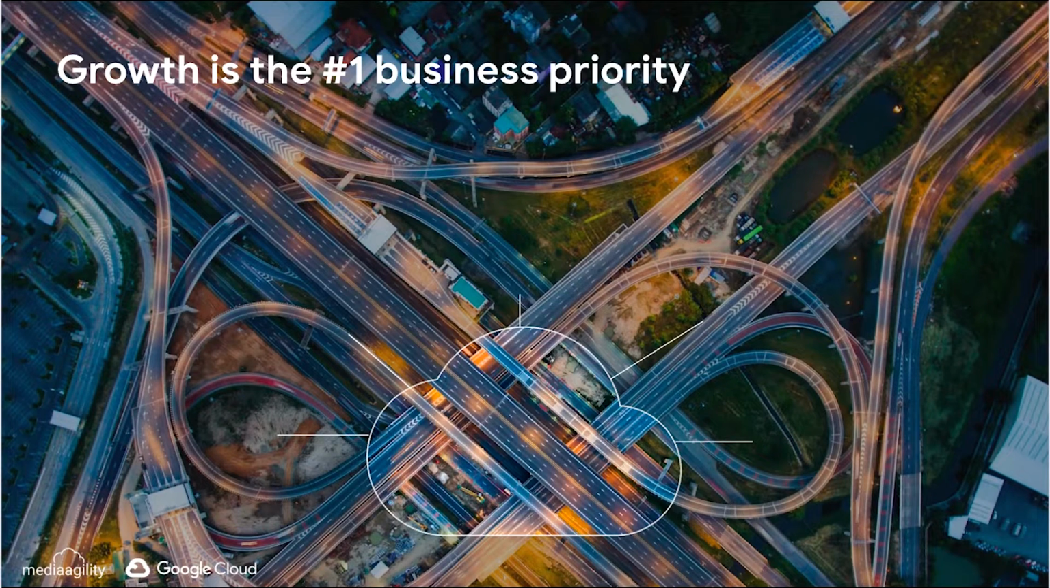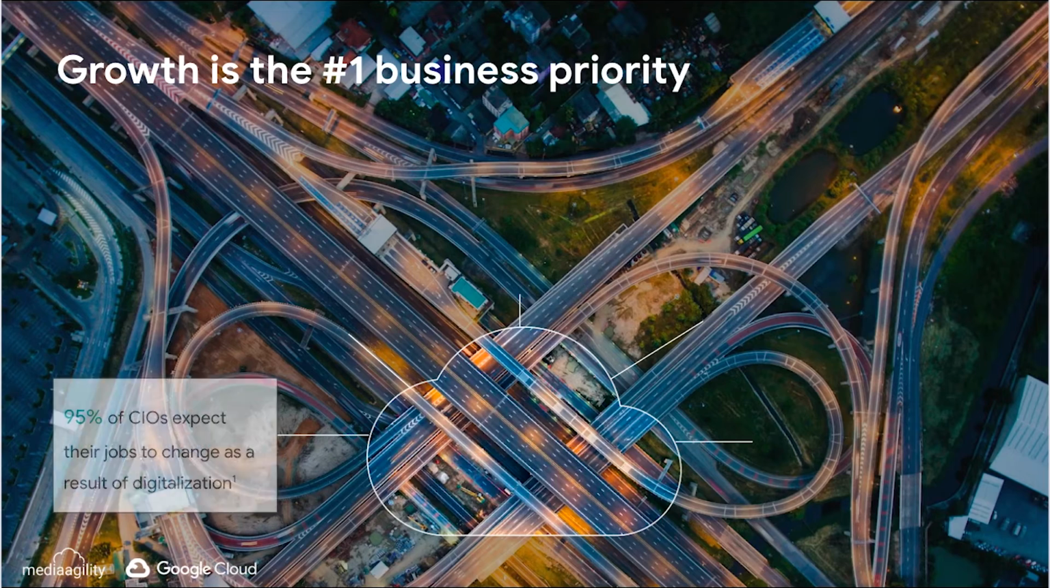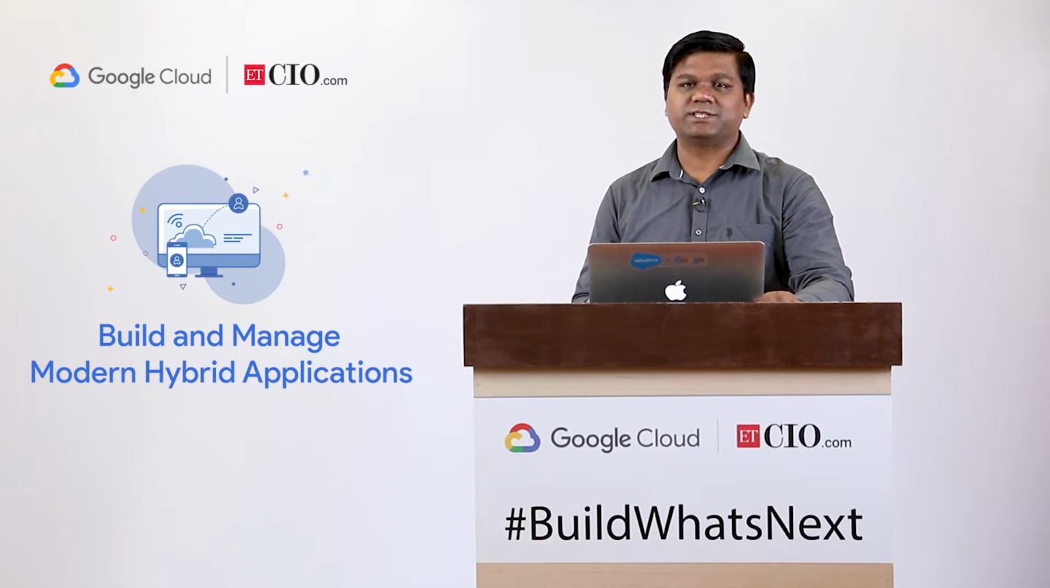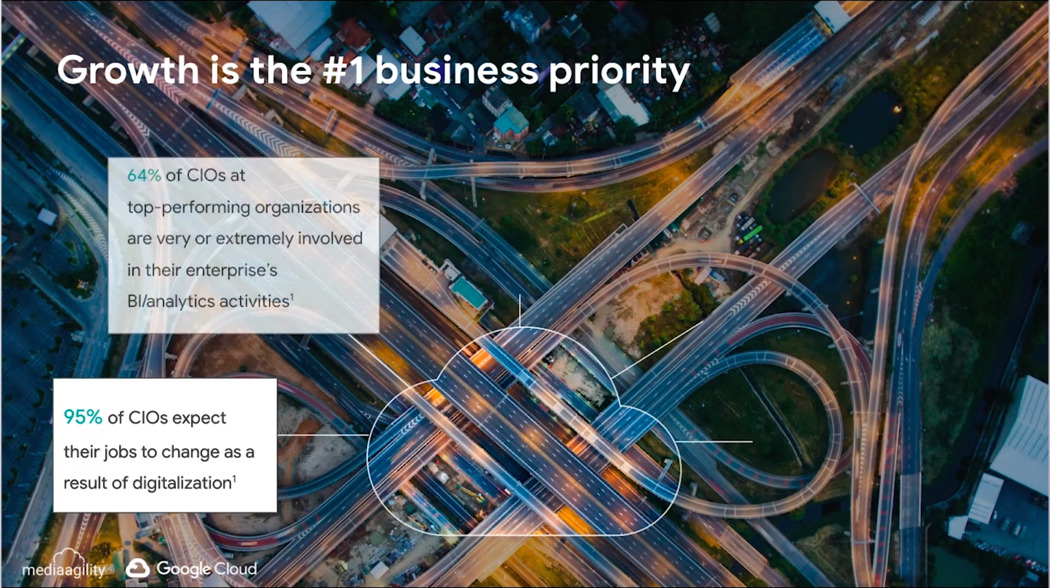Let's take a look at what my business wants from me as a CIO of the organization. As per the survey conducted by Forrester, 95% of the CIOs expect their jobs to change as a result of digitalization. And that's why you might be noticing nowadays everyone is talking about head of digital innovation, chief innovation officer rather than chief information officer. This is a big trend that's happening around.